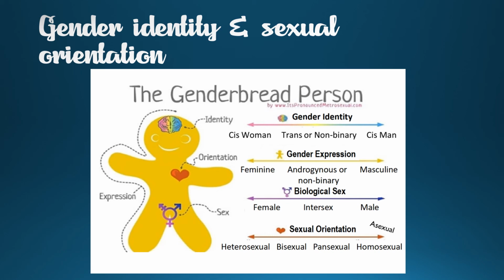Pansexuality is being attracted to anyone regardless of their biological sex, gender expression, and gender identity. Homosexuals are attracted to people of the same sex, and asexuals have no sexual attraction to anyone. And sexuality is really fascinating.